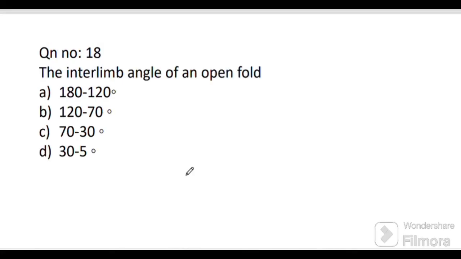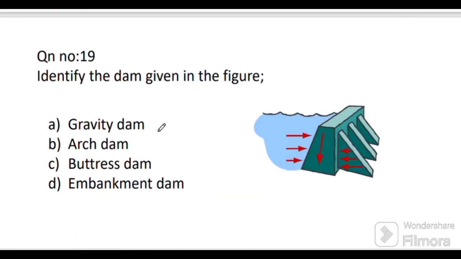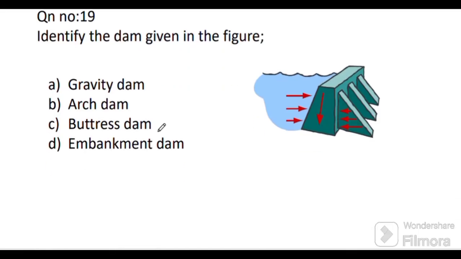Okay. The next question, the interlimb angle of an open fold. The options are 180, 120, 120 to 70, 70 to 30 and 30 to 0. As you all know, the interlimb angle of an open fold is 120 to 70. So our answer is option B, 120 to 70. Okay, moving to the next question.